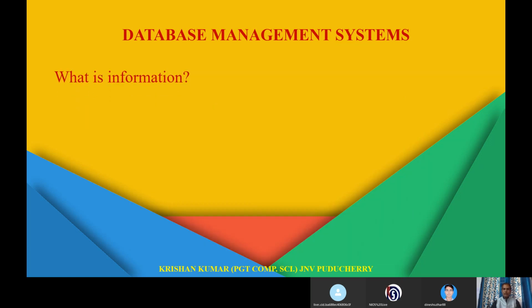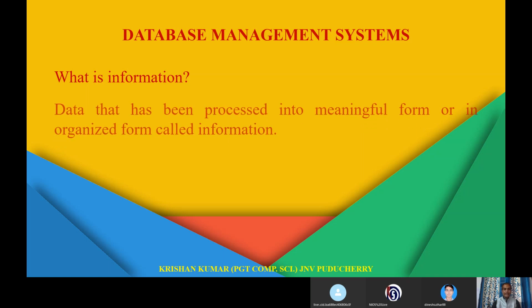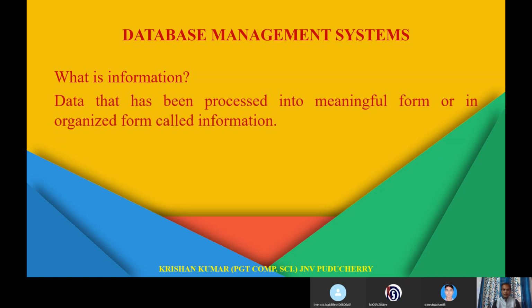Now the second question, what is information? The data that has been processed into meaningful form. If we extract the data, if we calculate the data, and finally we extract the meaningful data, then it is called information. See the same example I have posted here.